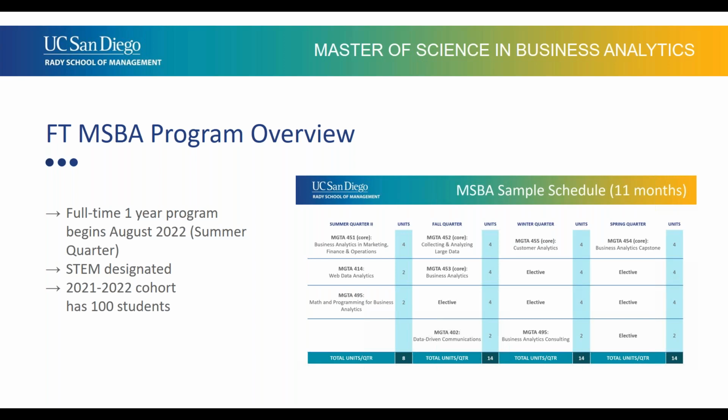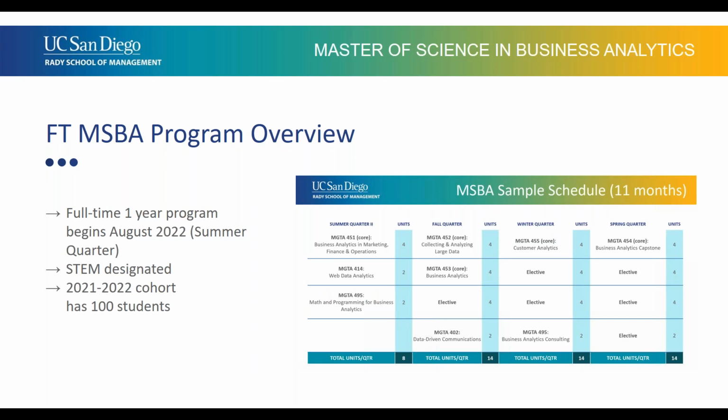It is a one-year program, and it begins in August each year. And this is important to know because UC San Diego is on the quarter system. And at UC San Diego, August is considered a summer quarter. So this is considered a summer start. It's late in the summer, but it is technically a summer start.